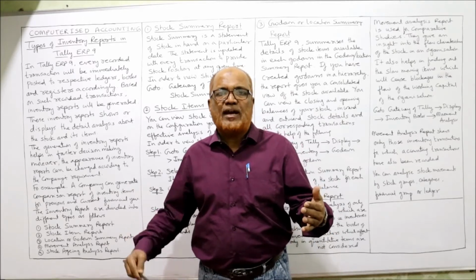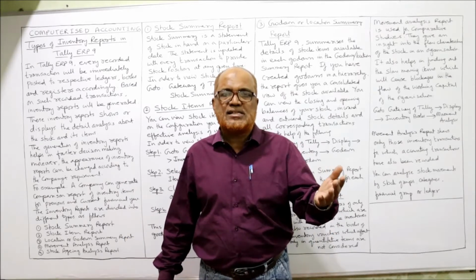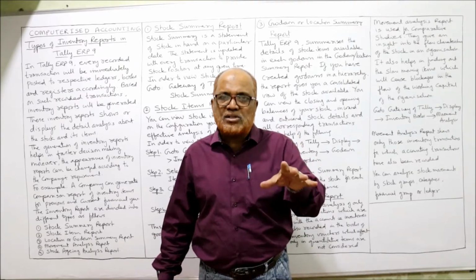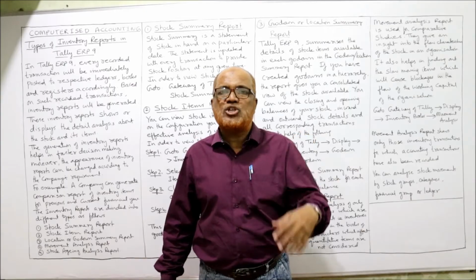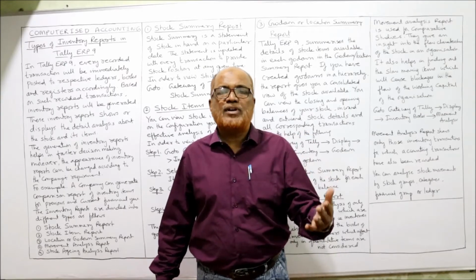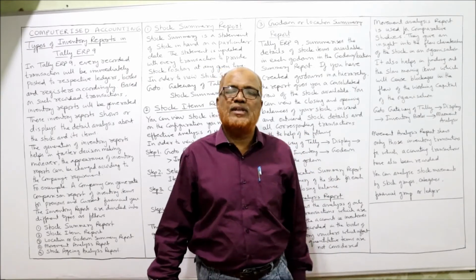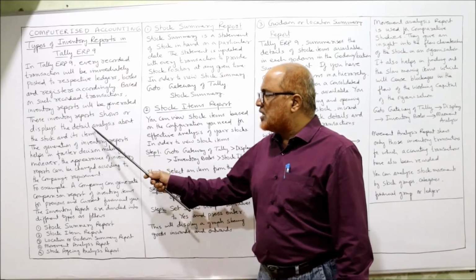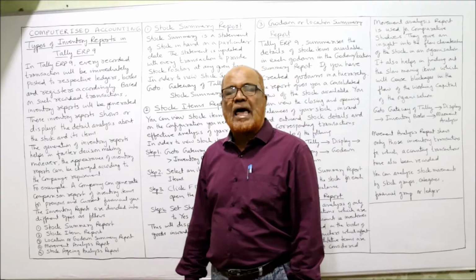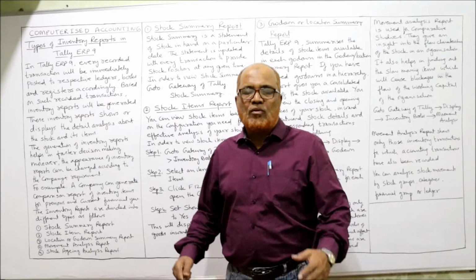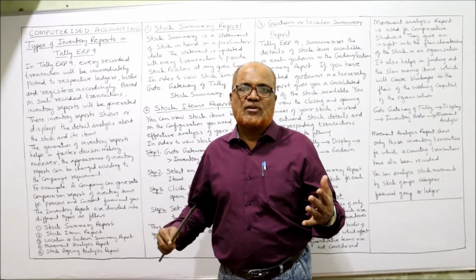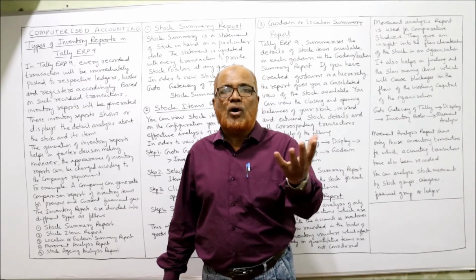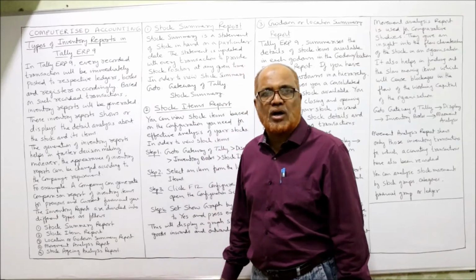Whatever transactions we enter regarding the purchase of goods and the sale of goods are all recorded, and on the basis of that recording, reports can be generated. Inventory reports we can make on the basis of these recorded transactions. This inventory report displays a detailed analysis of the stock and its items. All the recorded transactions will make the detailed inventory report of all the items of stock.